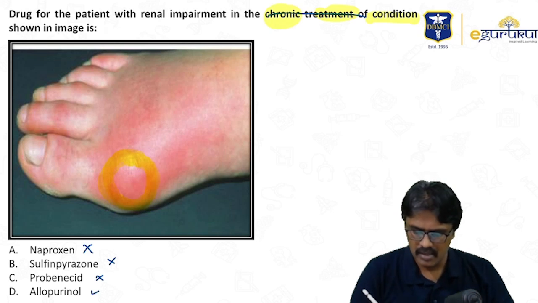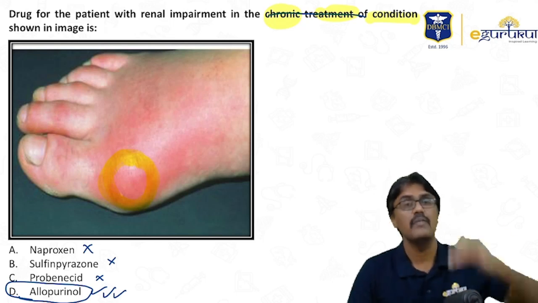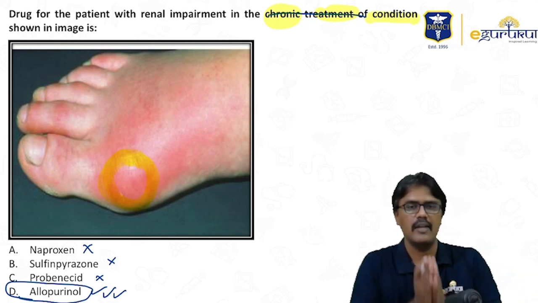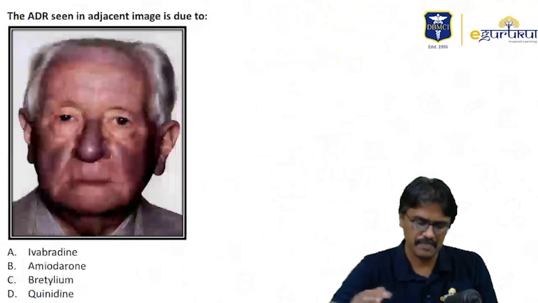Now, what is the best drug? The best drug is allopurinol, which is a xanthine oxidase inhibitor. If that is not there in the options, we have another drug for that, called febuxostat. That can also be used in this condition.